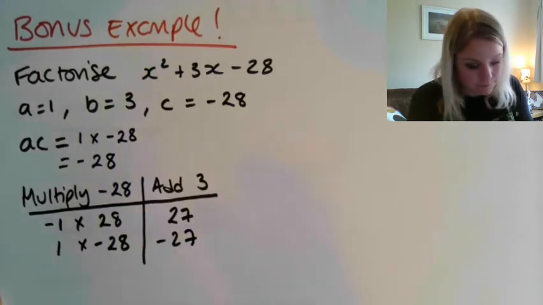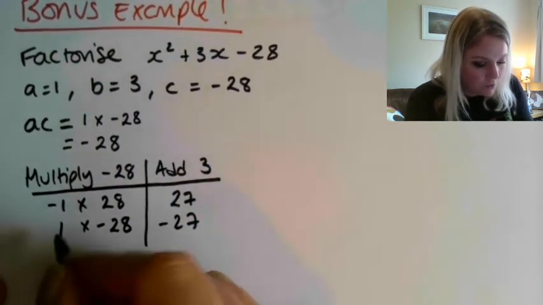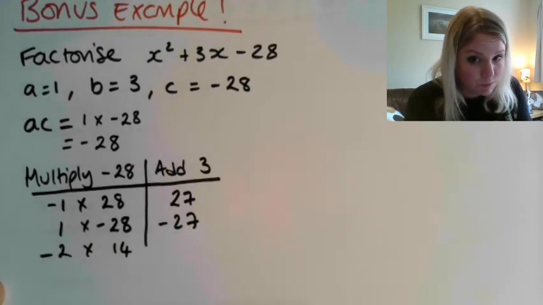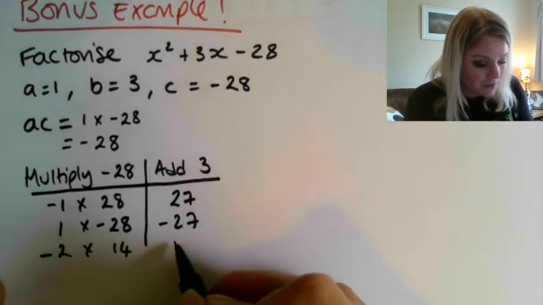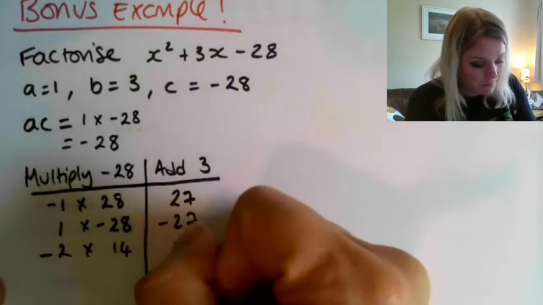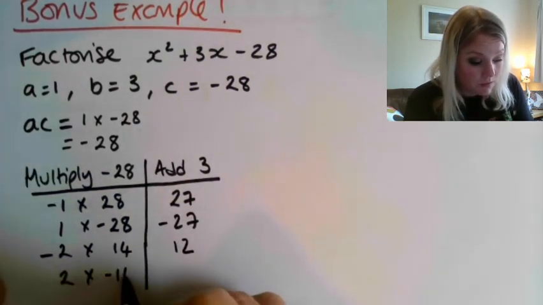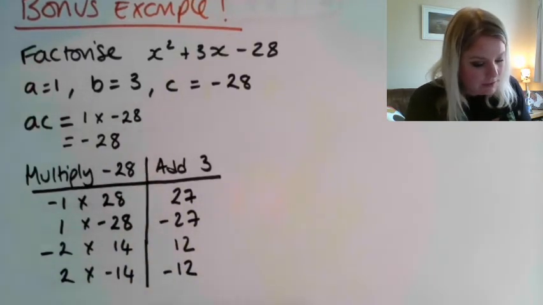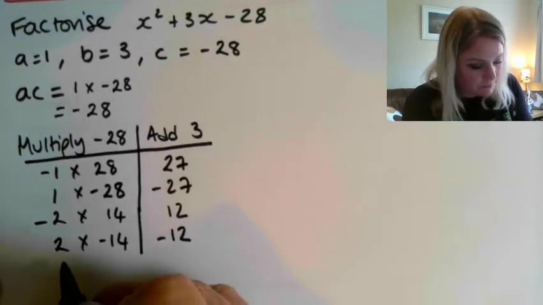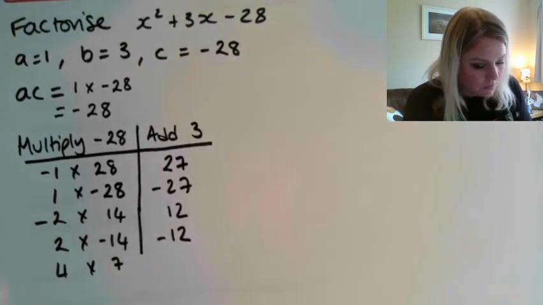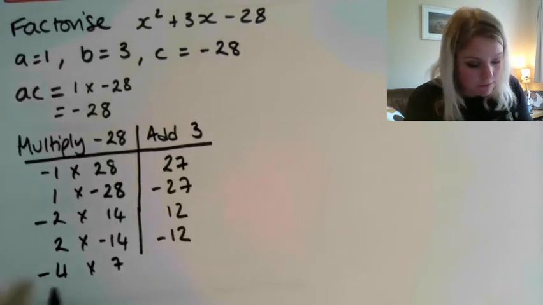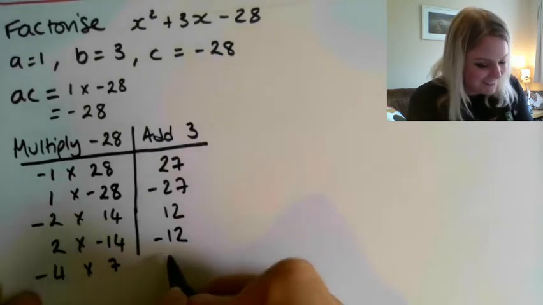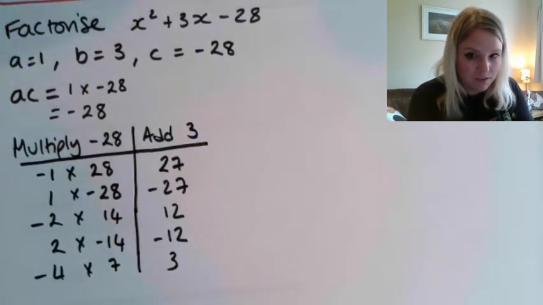No use to me. Okay, let me see 2 and 14. So minus 2 multiplied by 14 will give me minus 28. Add those together, that gives me 12. Again, not 3. So 2 and minus 14 is going to give me minus 12. Again, not 3. 4 and 7. So let's do minus 4 multiplied by 7, which gives me minus 28. Minus 4 plus 7 gives me 3. Okay, so these are our numbers.